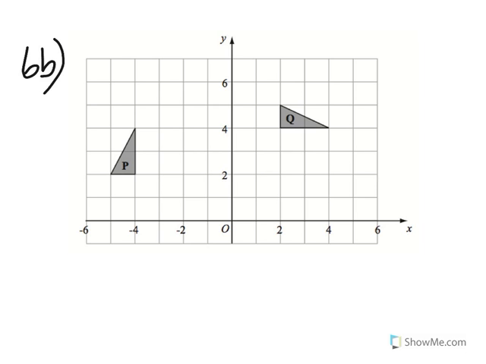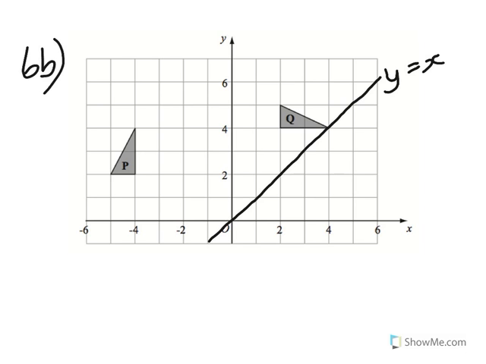Okay, question 6b. They're asking you to reflect the triangle Q in the line y equals x. First of all, what I recommend doing in this question is drawing the line y equals x. And y equals x looks something like this. Okay, label it y equals x. So think of y equals x as a mirror.